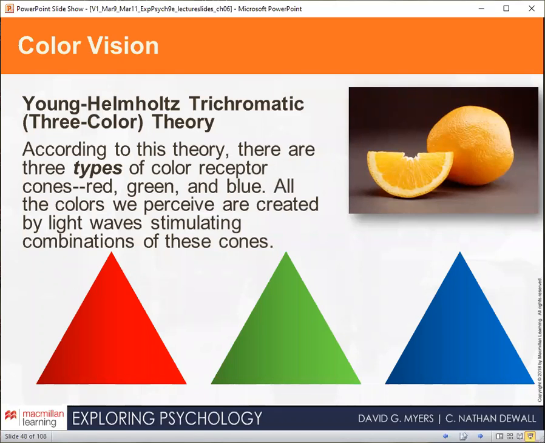Then we have color vision. According to this theory, the Young-Helmholtz trichromatic theory, there are three types of color receptor cones: red, green, and blue. All the colors we perceive are created by light waves stimulating combinations of these cones. The color codes describe the electromagnetic wave frequency they react to, not what they look like.